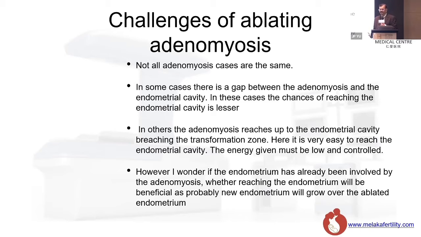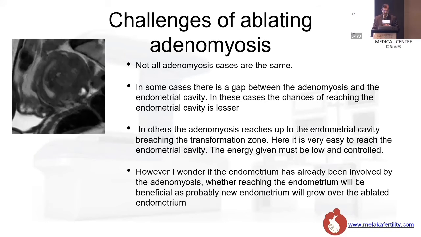So what if you treat it? So what if you ablate it? Let the endometrium die and new endometrium form. Is that a correct concept? I don't know. I'll show you some examples of this I have done before, and I'm hoping that I'm proven correct, that it doesn't matter if the endometrium is ablated in patients who have endometrial involvement of the adenomyosis.